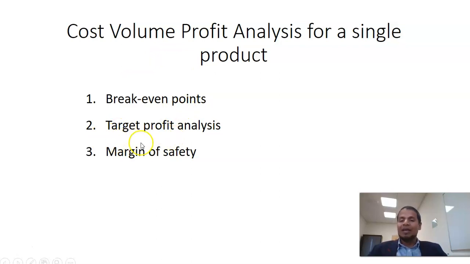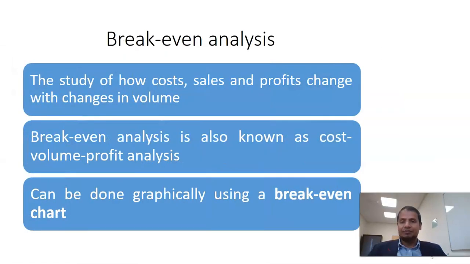And also we will analyze target profits, or target profit analysis. That means we will try to see how much the organization would be required to sell if they want to achieve a particular amount of profit. And another important issue is margin of safety. That means how far the organization is safe from loss. So what's the safety margin of the organization at the moment? We will look at these issues in this chapter.